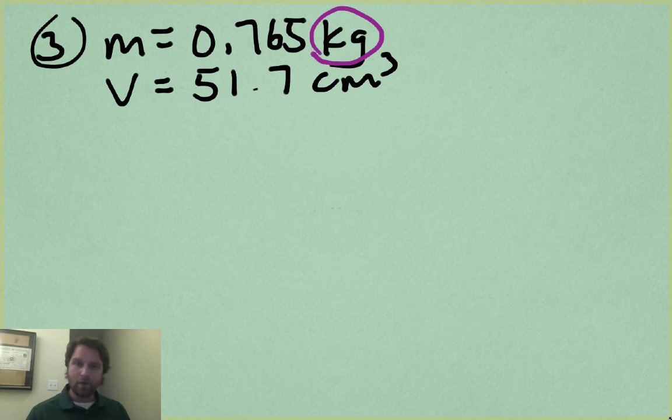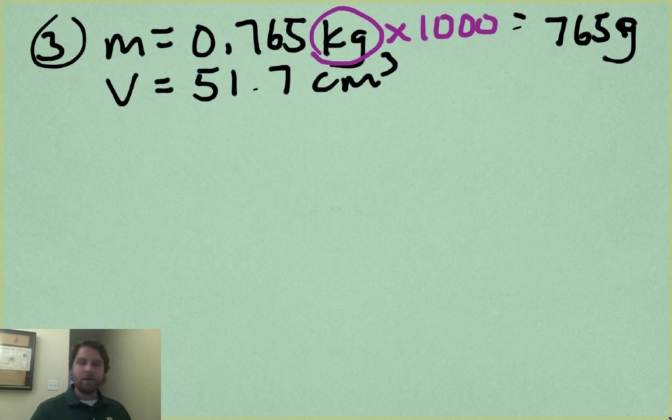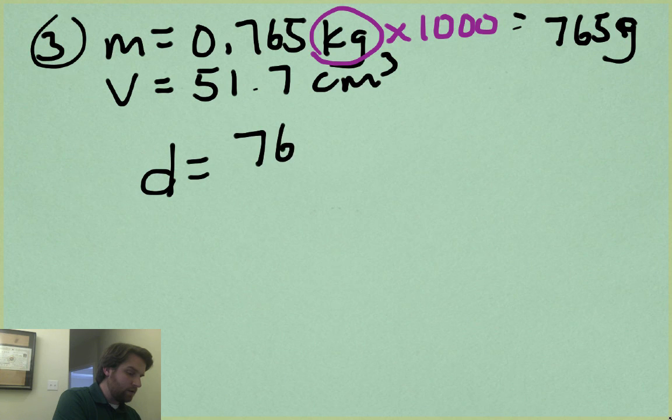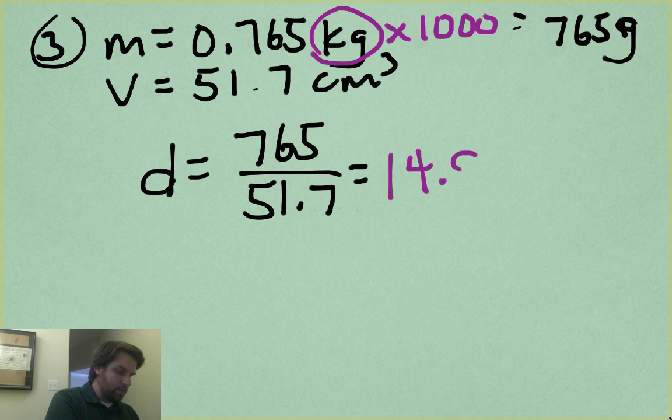There are 1,000 grams in a kilogram, so we need to multiply this number by 1,000, which gives us a new number of 765 grams. Now we can do mass over volume. So density is equal to 765 grams divided by 51.7 cubic centimeters, giving us a grand total of 14.8 grams per cubic centimeter.